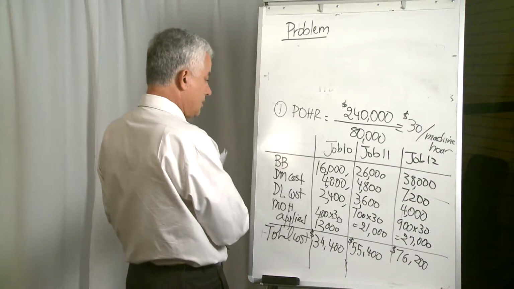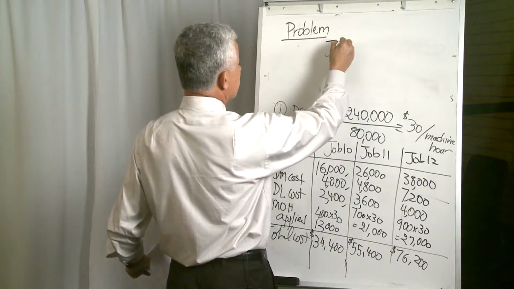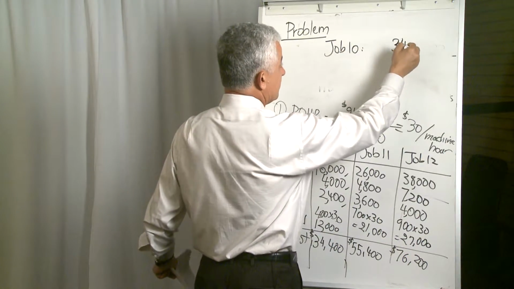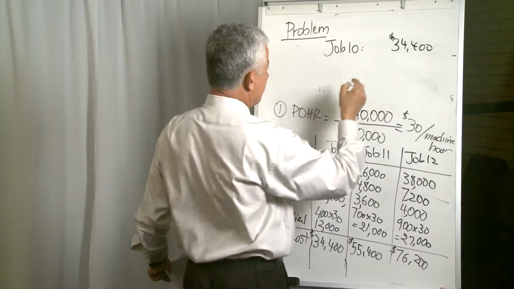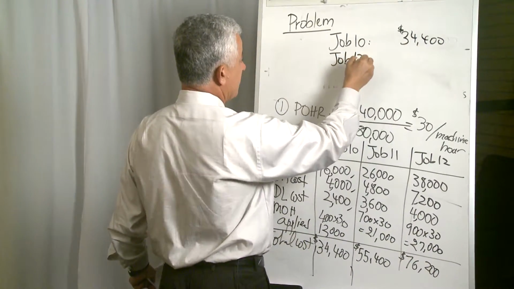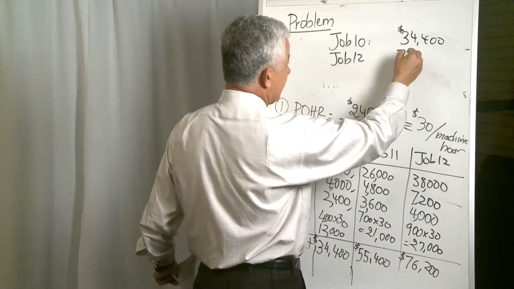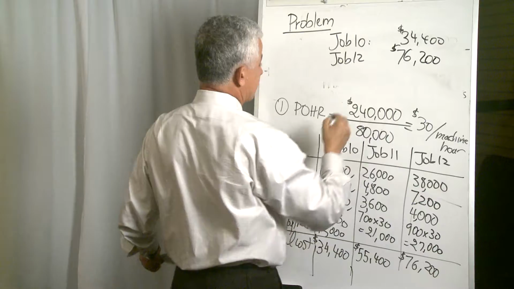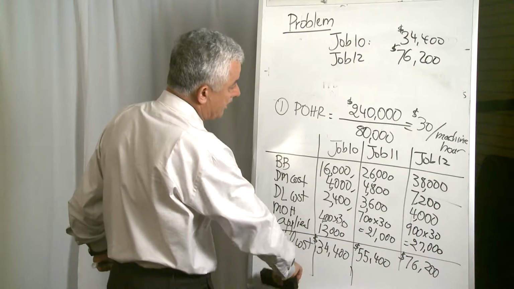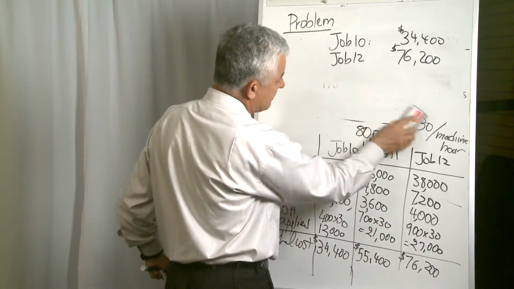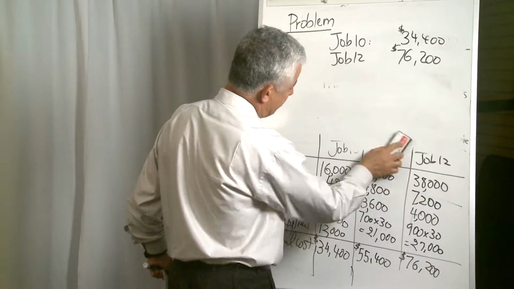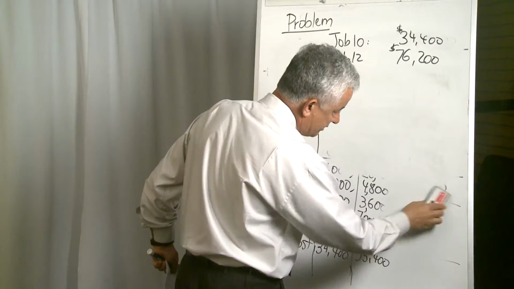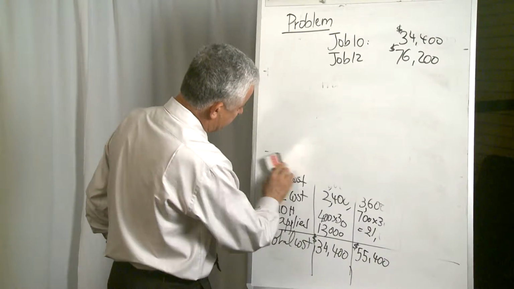Okay, so job 10, total cost for job 10 is 34,400, and job 12, okay, $76,200. And they're telling us that these jobs were completed. If they're completed, then what should happen to them? They should be transferred from the work in process account or inventory account to the finished good inventory account.